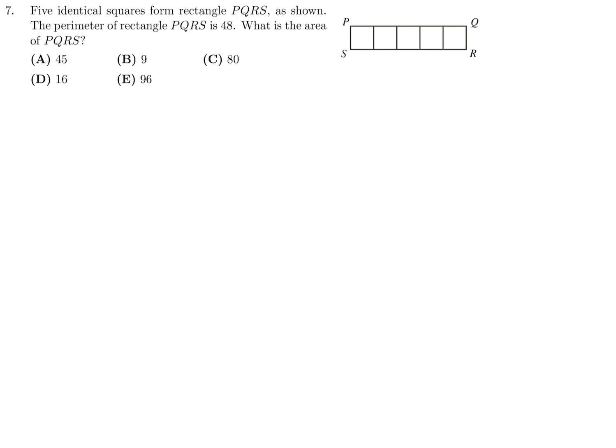5 identical squares form rectangle PQRS. As shown, the perimeter of the rectangle PQRS is 48. What is the area? Well, label them x, x, x like that. They're squares, right? So they're identical on all 4 sides like that. And then the perimeter, if we add up all the x's that I just wrote in, it's 12x, right? So that's the perimeter. And they told me the perimeter is 48, so that means 12x is equal to 48. And therefore x is equal to 4.